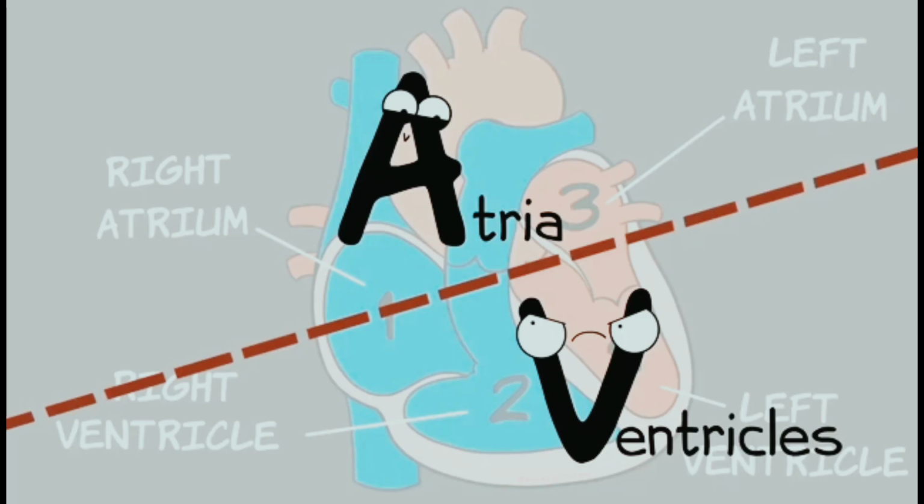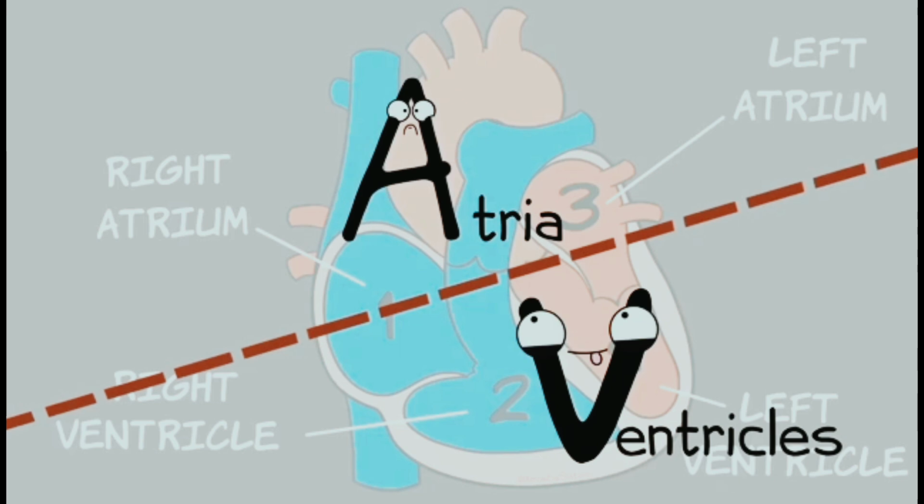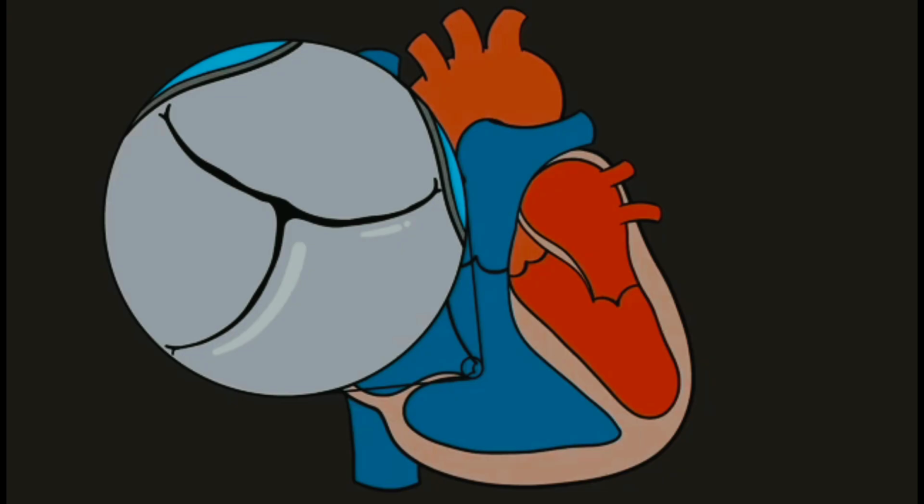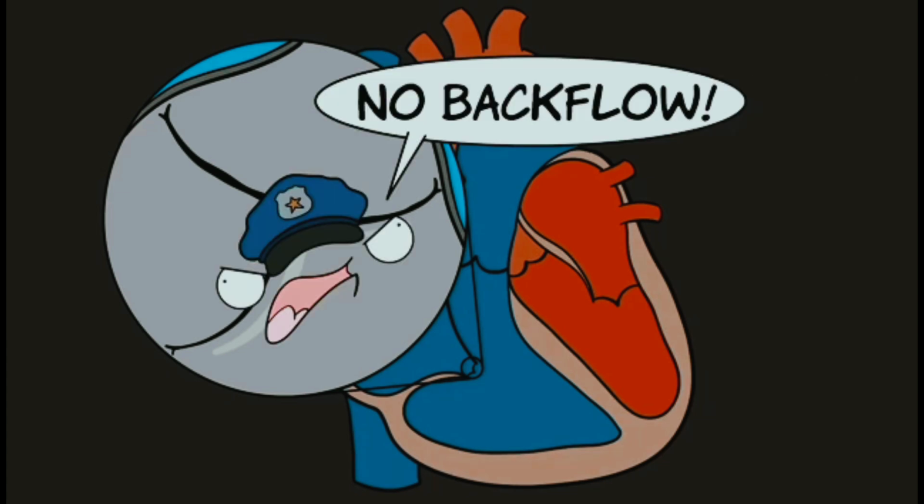I like to remember that A comes before V in the alphabet, so that helps me remember that A's for atria are at the top of the heart, V for ventricles are at the bottom of the heart. Atria also have thinner walls than the thicker walled ventricles. The heart also contains valves, which we'll see when we get to tracing the pathway of blood. The valves are one-way structures that help separate the chambers and also prevent backflow of blood.